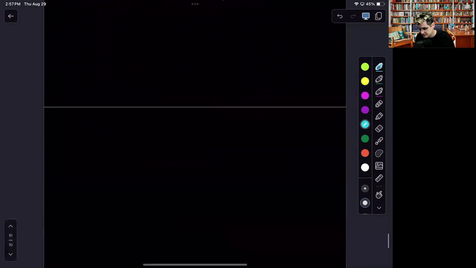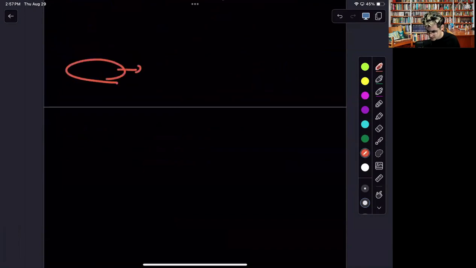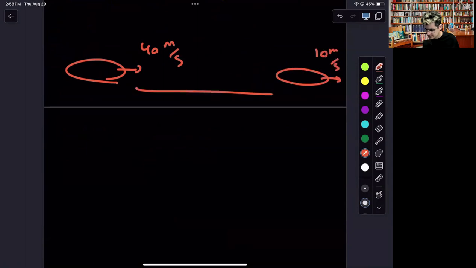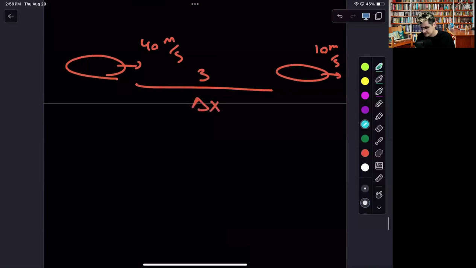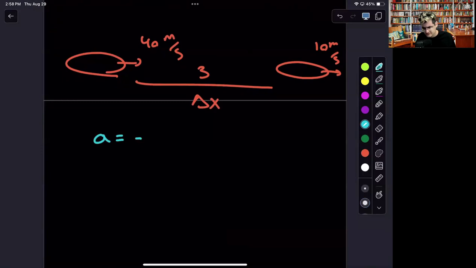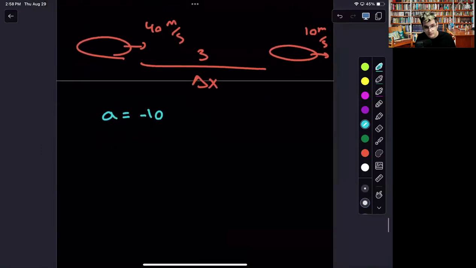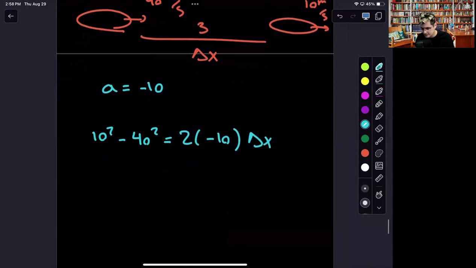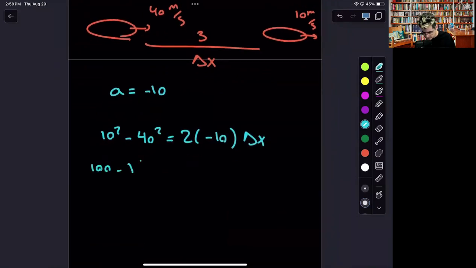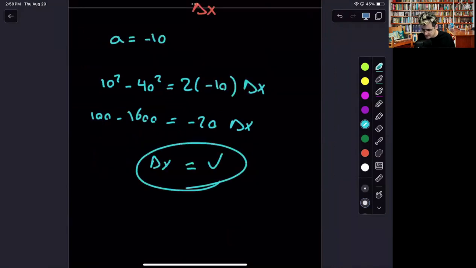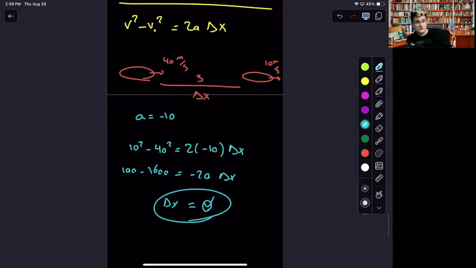I'm going to go back to the previous problem that we did earlier. You have a car going at like 40 meters per second, and then it's going to slow down to 10 meters per second. This whole thing is going to take about, I don't remember what I said, 3 seconds, and it was asking for delta x. We calculated the acceleration as -10. I want to use the fourth formula here. So v squared minus initial velocity squared is 2 times a times delta x. I want to solve it differently. So you get 100 minus 1600 is -20 delta x. And boom, you get the delta x from here. Very simple.